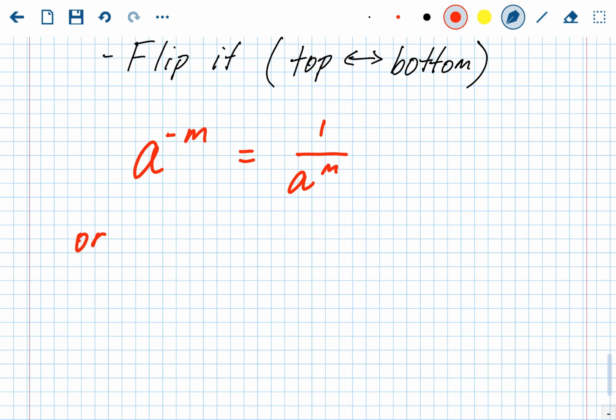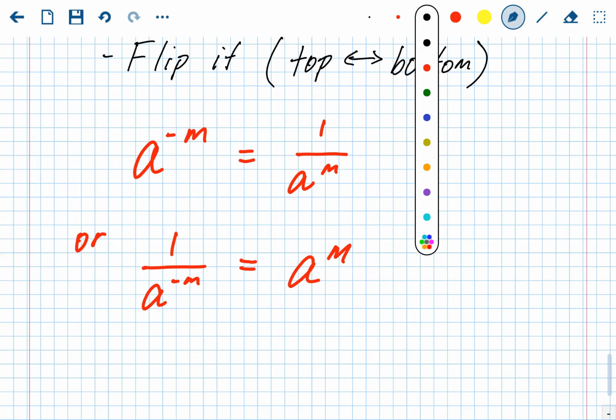The other version of that is, well, what if it was written the other way? What if you have a fraction, but there's a negative exponent in the bottom? Well, if that's the case, you just flip it over, move it to the top, and make it positive. It would just become a to the mth. So 1 over a to the negative m is the same as a to the mth.